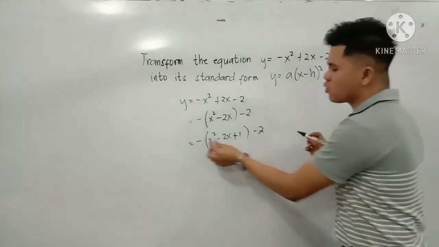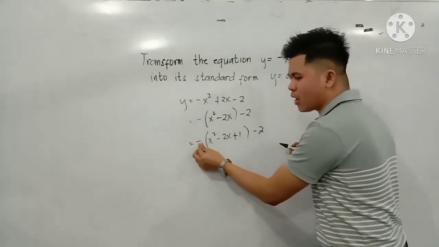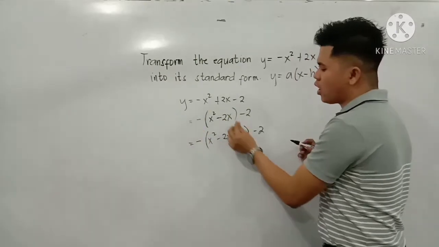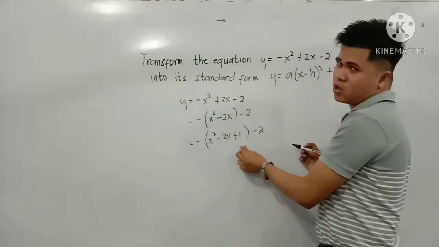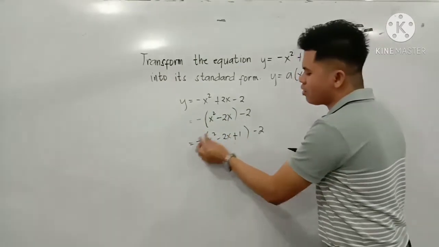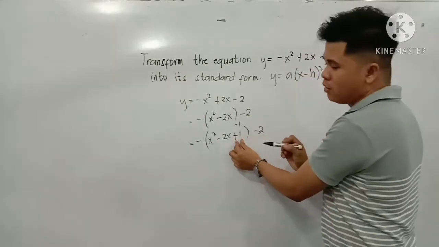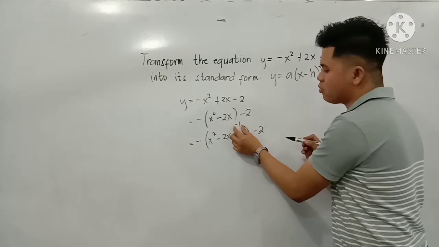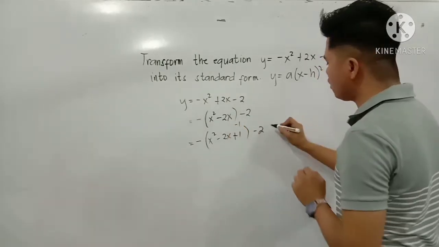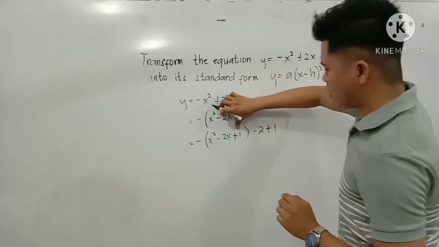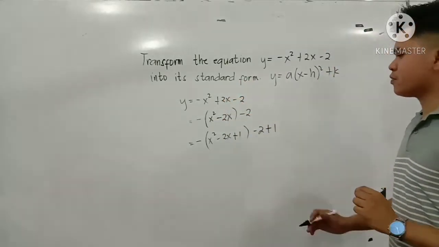Then again, since we have here negative 1, we have to multiply. We multiply the value of a to the constant of our perfect square trinomial. So negative 1 times positive 1 is simply negative 1. Then, the additive inverse of negative 1 is positive 1, and that is what we are going to add here. Okay, so I hope that is clear.